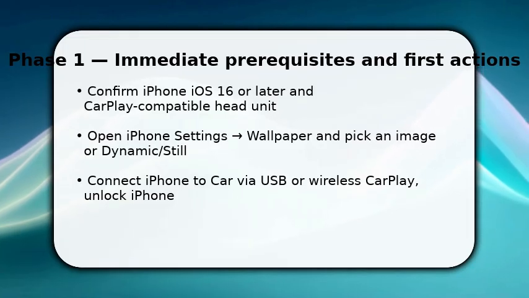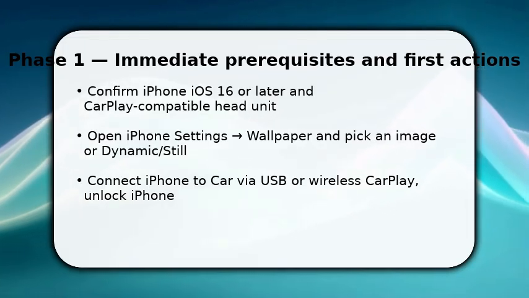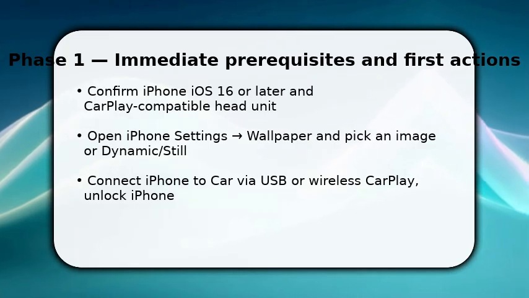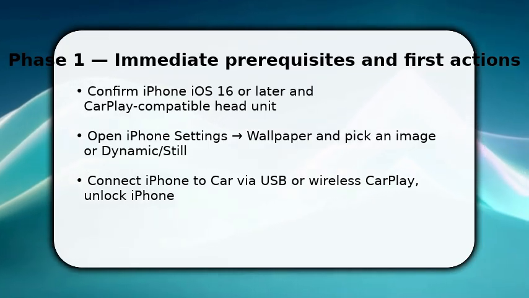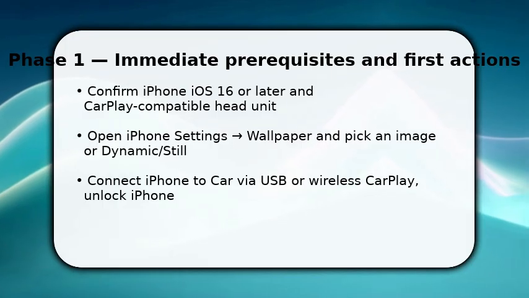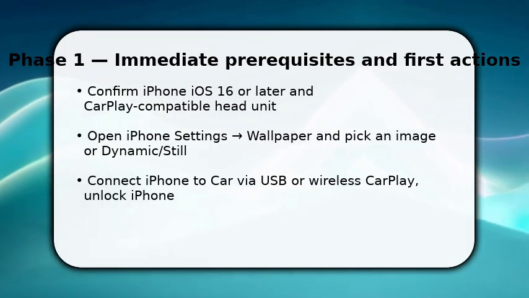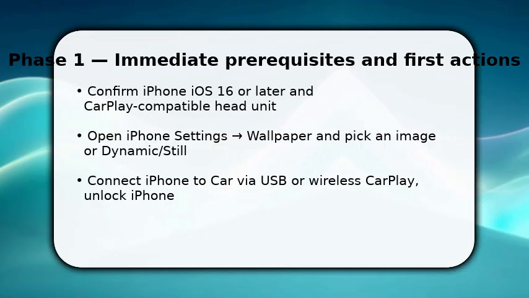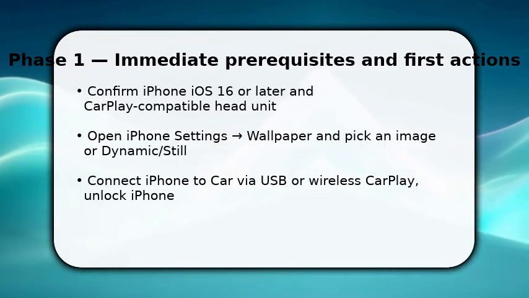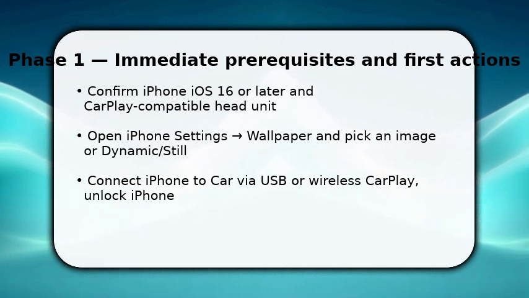Once ready, choose the wallpaper image on the iPhone under Settings > Wallpaper so the phone holds the source file. Now connect to the car, use USB or the car's wireless CarPlay pairing. Keep the iPhone unlocked so settings can sync. This first step ensures the image is available when CarPlay requests a background.